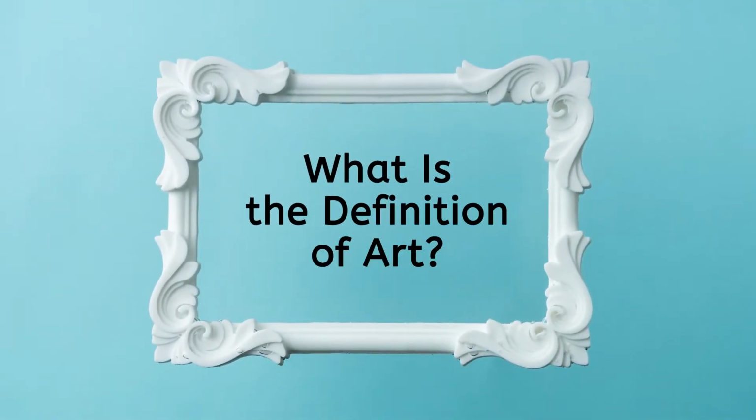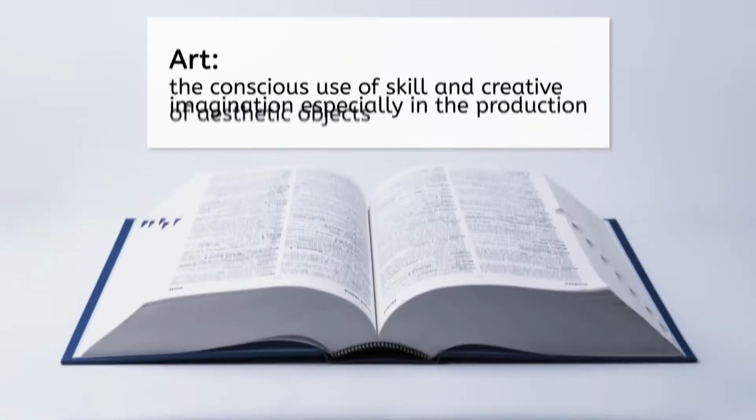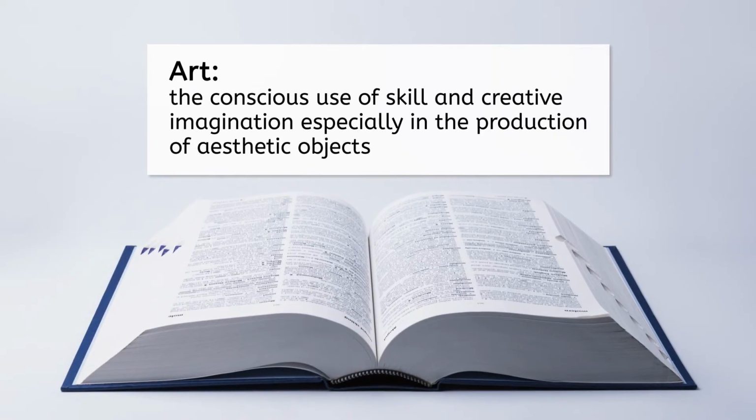Art. It's a tiny word, only 3 letters, yet it encompasses so much. It holds meaning beyond language. It is vast and multidimensional. What is it? To get started with answering this question, what is art in reference to visual art? Let's consult the dictionary. The Merriam-Webster dictionary defines art as the conscious use of skill and creative imagination, especially in the production of aesthetic objects.